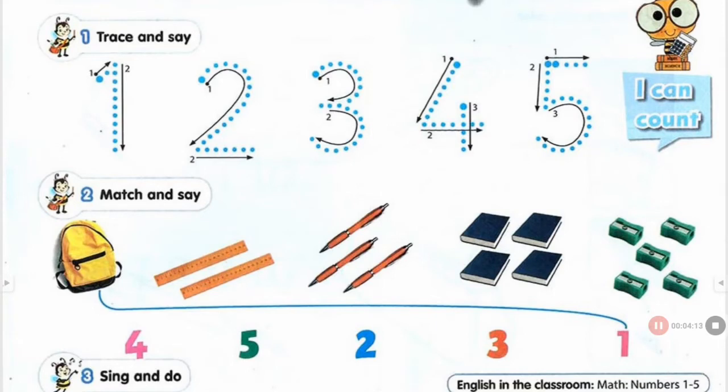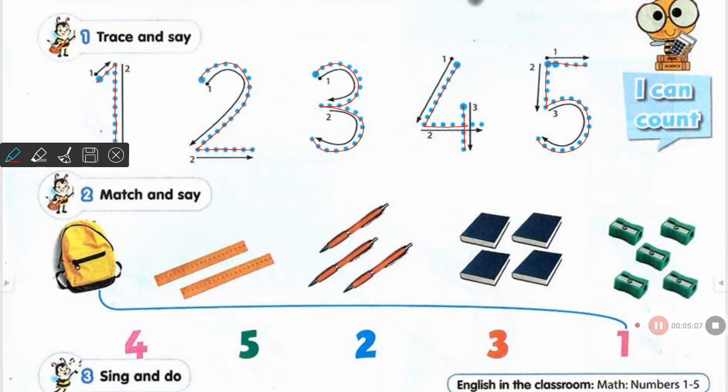Look here, number 1, trace and say. Here we will trace the figure of the number. Number 1, see with me how to write the figure of number 1, like this. Number 2, like this. Number 3, like this. Number 4, like this, and number 5, like this.